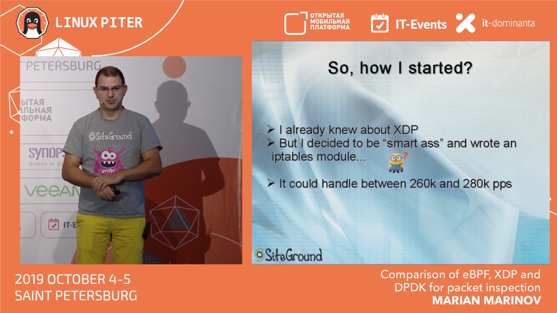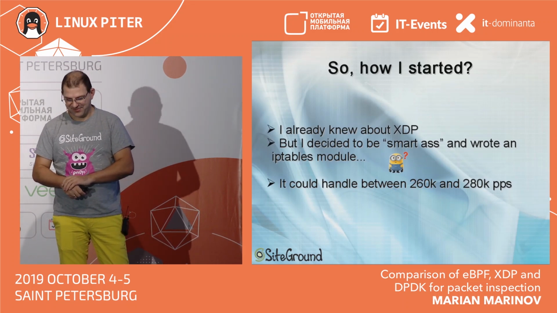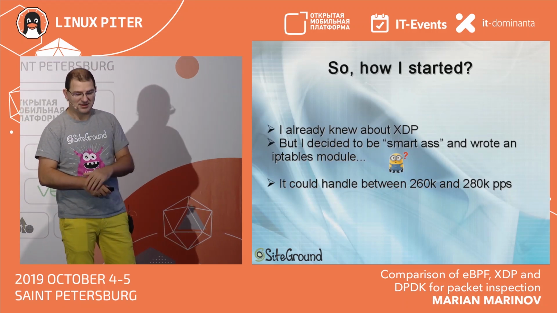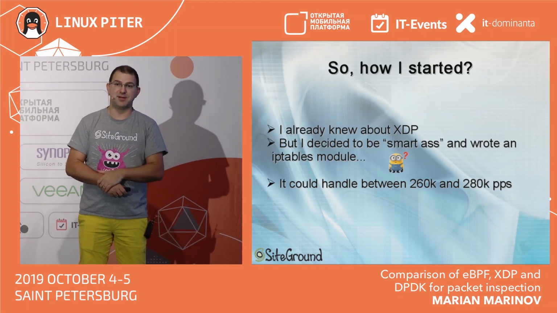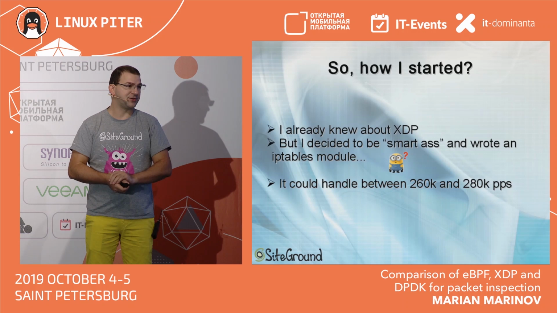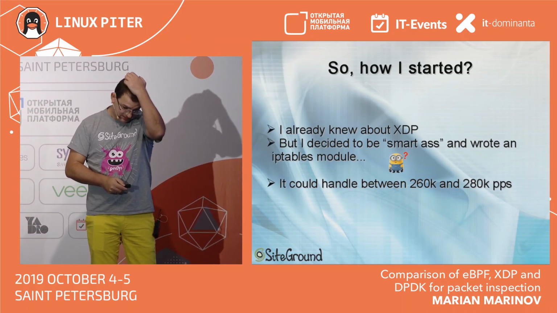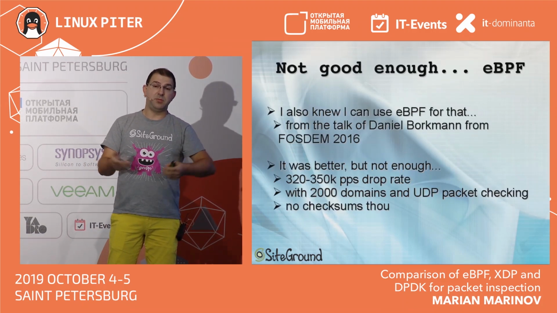is very, very expensive. With those, I could do maybe 50, 60,000 packets per second, which was very bad. I managed to make it around 260, 280,000 packets per second with my custom IP tables module, but this again is too small for larger attacks. So I wanted to do something better, and I decided that I'll use eBPF.